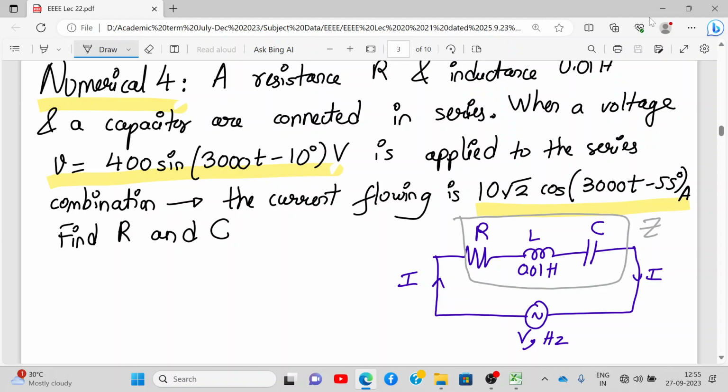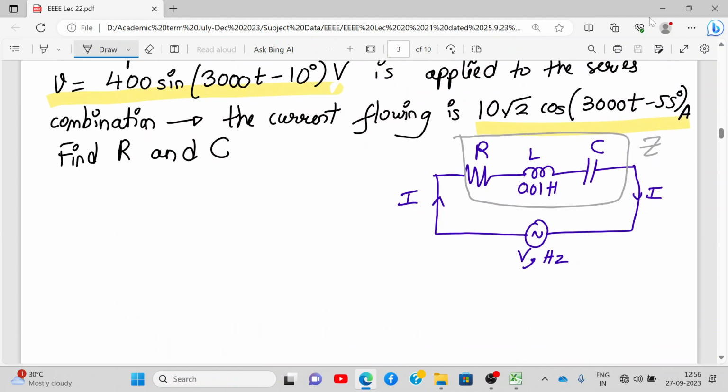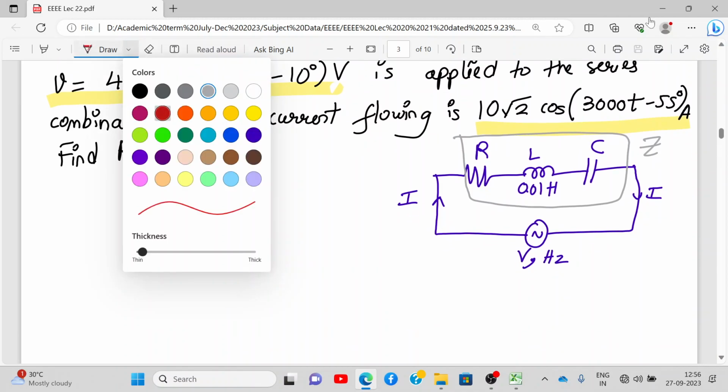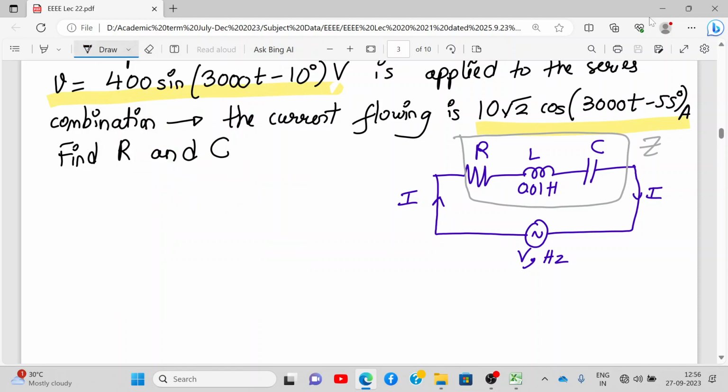Okay? Then you find out Z. If it is inductive, it will be R plus jX, where X is XL minus XC. Okay? Then from there you find R and then find XL, XC and then find C. I mean, what we will do is we'll directly start solving it, then you will understand. So please write down the solution.